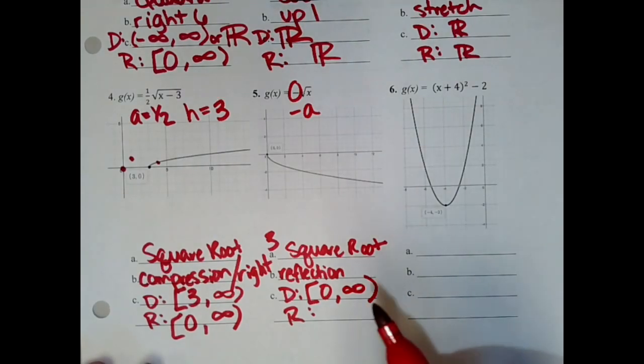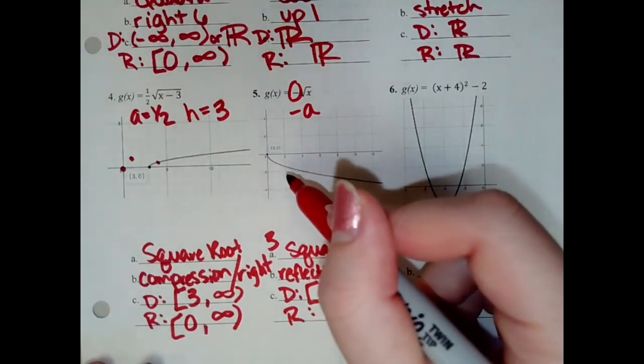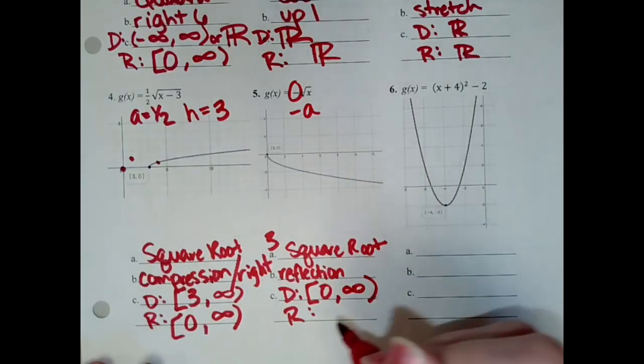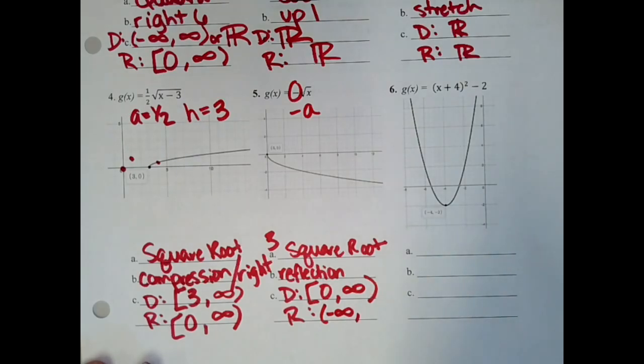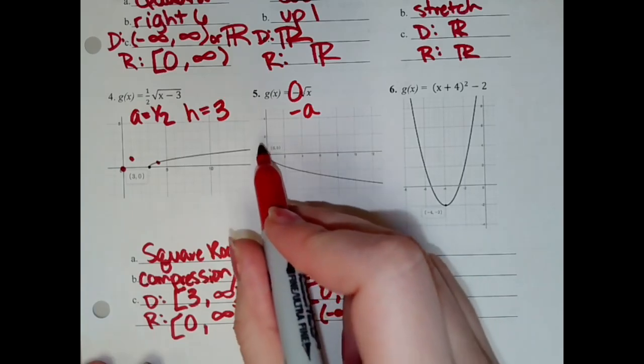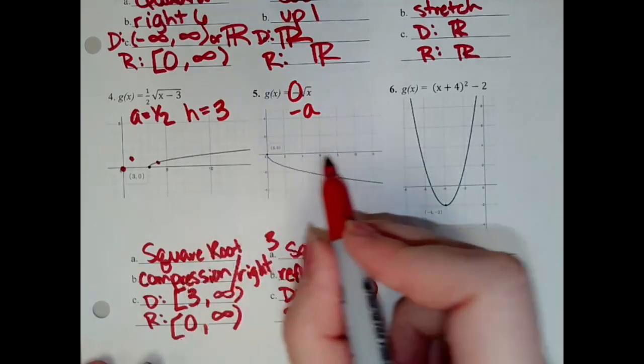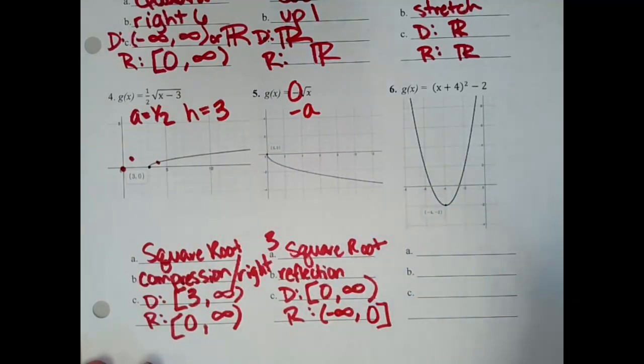Now range, down to up. Like I just said, this is going down forever. So that's negative infinity with parentheses. That must be listed first. Up, the highest it ever goes, will have a y value of 0 with a bracket because it's included.